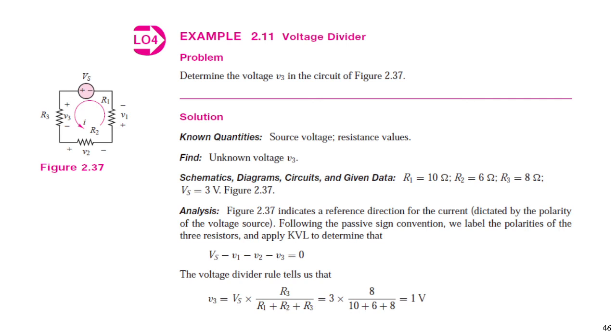This is an example of voltage divider. You want to get V1, V2, V3 with this circuit, right? R1 is 10 ohm, R2 is 6 ohm, R3 is 8 ohm, like this. I think this example you can go through by yourself. I just make it clear. Okay, no problem.